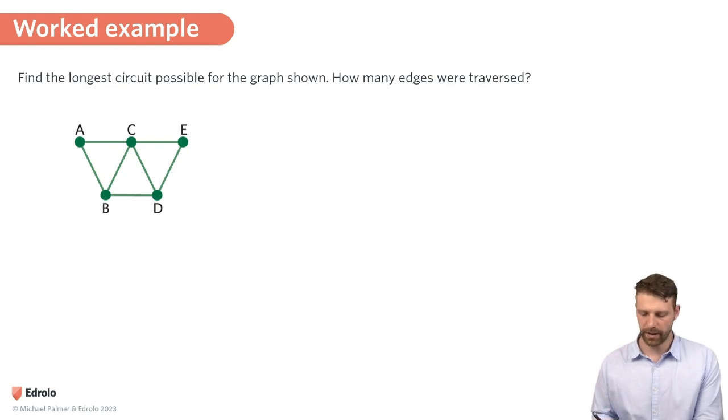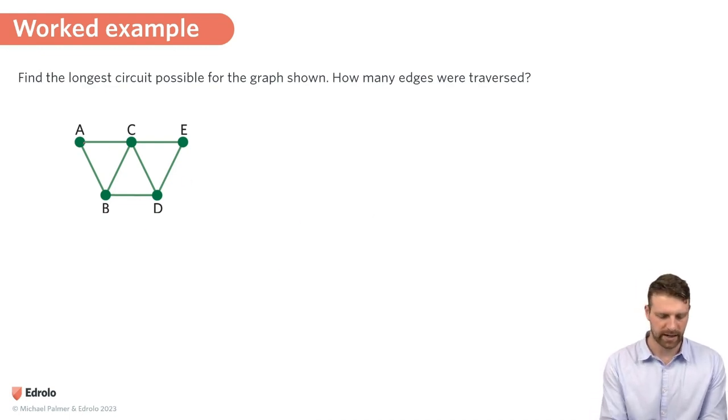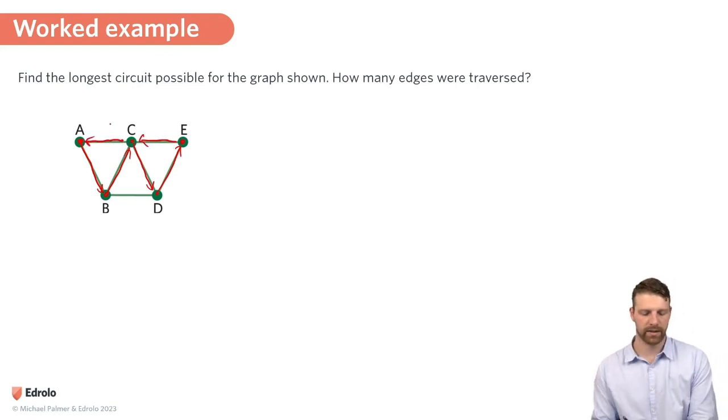And so the one that I've got here is going to start at A, but you could start anywhere, I think, and go A, B, C, D, E, C, A. And if you can find one longer than that, I'd want to hear about it. Okay, so I think that's 1, 2, 3, 4, 5, 6 edges traversed.